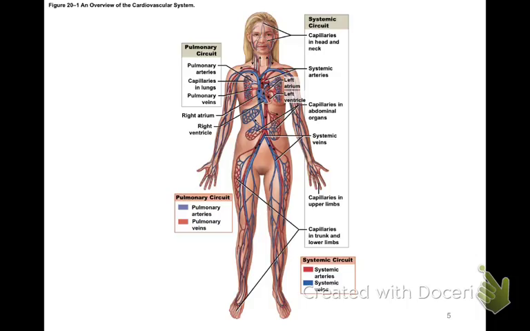Here you can see a diagram showing you the pulmonary circuit. Each circuit includes arteries, capillaries, and veins. You need to remember that arteries are the vessels that carry blood away from the heart, and veins are the vessels that carry blood back to the heart. You'll learn about the different kinds of arteries and veins in the next chapter.